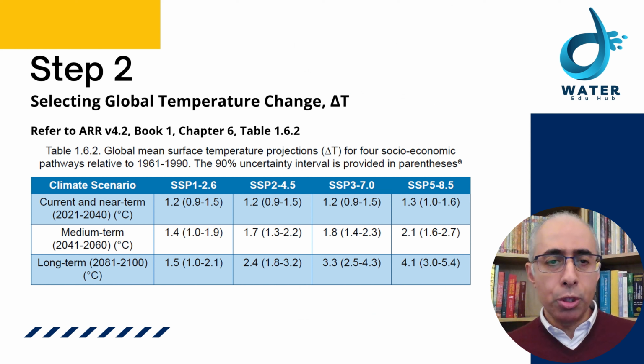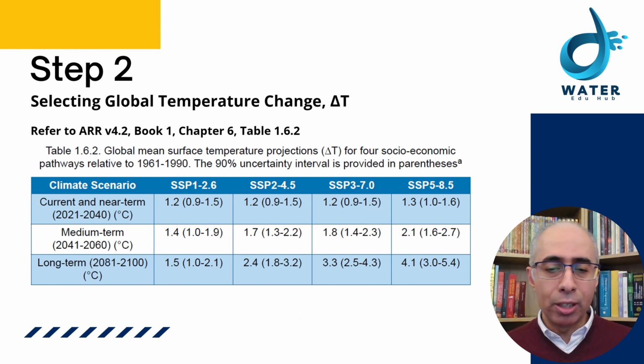So step 2, after having your hydrological data ready, you need to get access to the suitable parameters of that equation that we discussed. The first and perhaps the most important one is the global temperature change, or delta T. And for that one, we have a table in the guideline 1.6.2. And this table basically has two types of information for you.